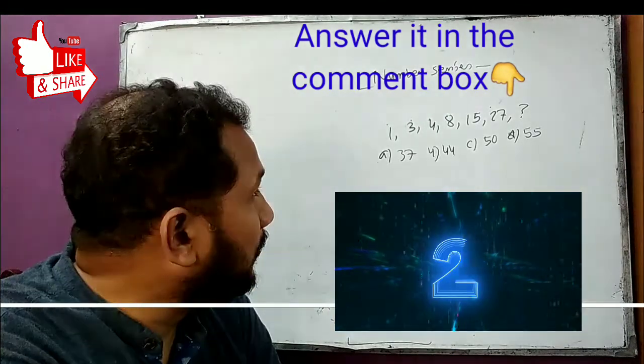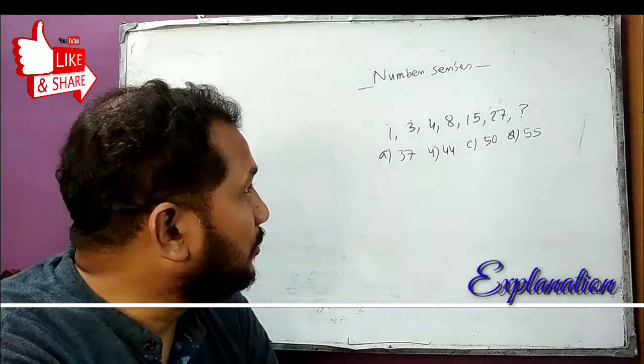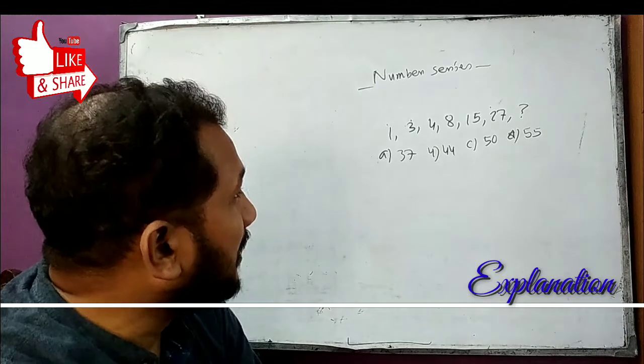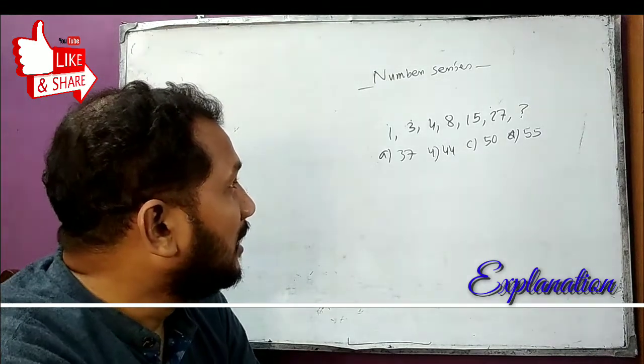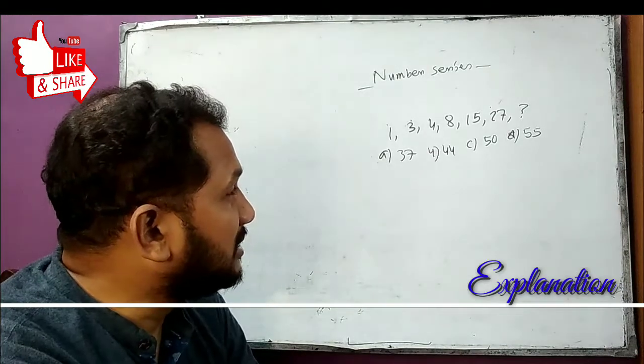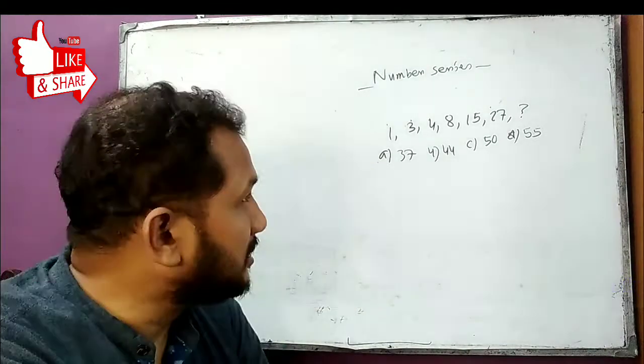1, 3, 4, 8, 15, 27, question mark. There is no specific rule of gapping number: 3 minus 1 equals 2, 4 minus 3 is 1, 8 minus 4 equals 4, then 7. So there is no sequence of gapping between two numbers.